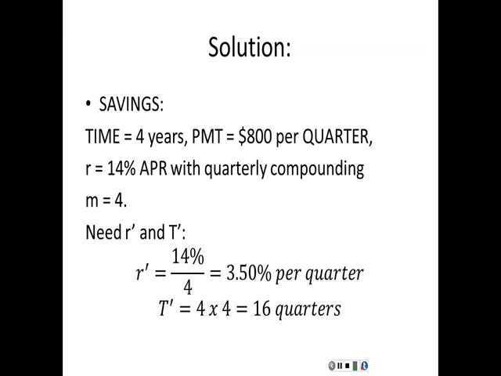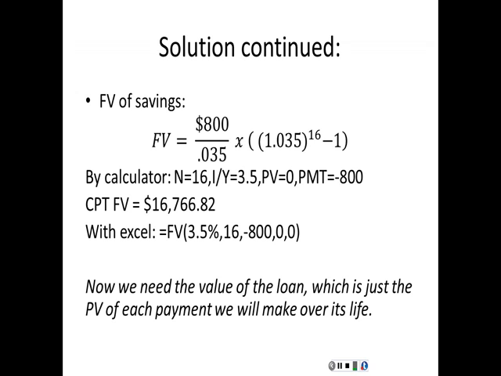First, let's start with the savings. The problem says that we have 4 years and we're going to make quarterly investments in our account of $800. If my payment is a quarterly payment, I know right away that I need a quarterly interest rate, and I need to know the number of quarters that I contribute. So we need an R prime and a T prime. To get R prime, we take the APR rate and divide by M, which is 4 here. So 14% divided by 4 gives us 3.5% per quarter. For T prime, we take the number of years, which is 4, and multiply by 4 quarters in a year to give us a total of 16 quarters to invest.